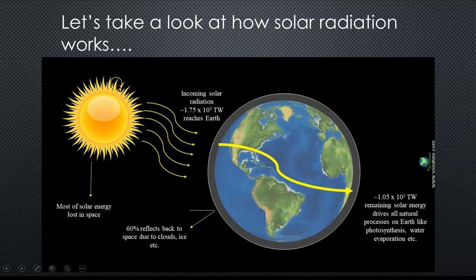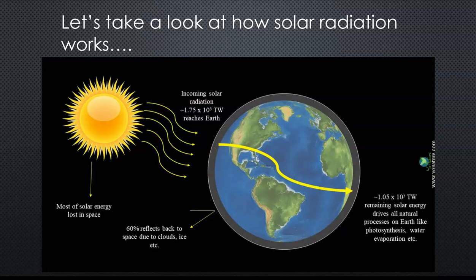If we look at this model here, we see the sun and the earth, and we see that the energy from the sun is fanning out in all directions, right? It's not just coming specifically at the earth. It's fanning out in all directions. So most of the sun's solar energy or solar radiation is lost in space. We have some, though, that does head towards Earth.